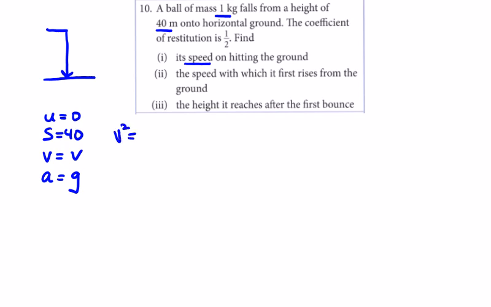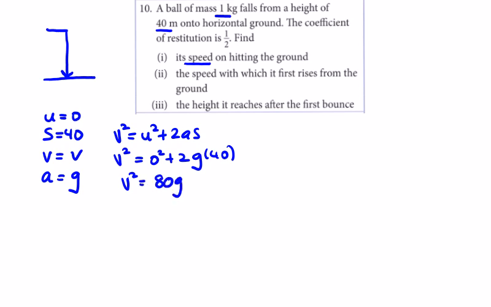v squared is equal to u squared plus 2as. So my v squared is going to be 0 squared plus twice g times 40. So v squared is going to be 80g, leaving v as the square root of 80g, which actually works out evenly. That's 784. So v is going to be equal to the square root of 784, which you've all learnt off to be 28 meters per second.